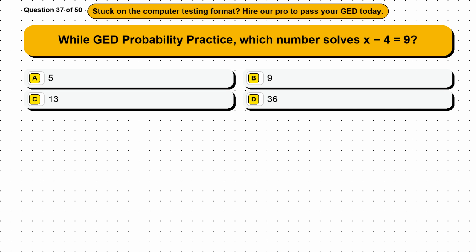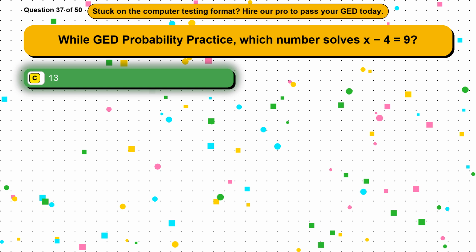Question 37. While GED probability practice, which number solves x - 4 = 9? Option A 5. Option B 9. Option C 13. Option D 36. The correct answer is option C, 13.